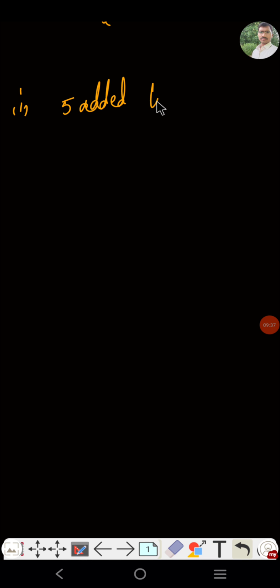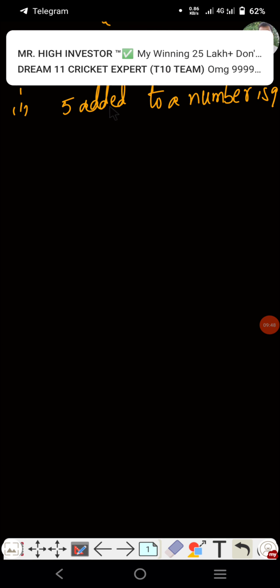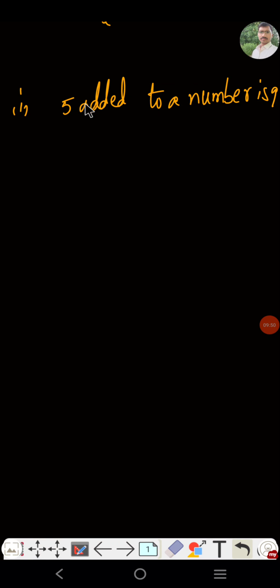5 added to a number. 5 is added to a number is 9. Now if you observe, see the statement clearly here. 5 is added to a number. We don't know that number, but the total result is 9 only here. If we add 5 to some number, then the result is 9. That means we don't know that number.